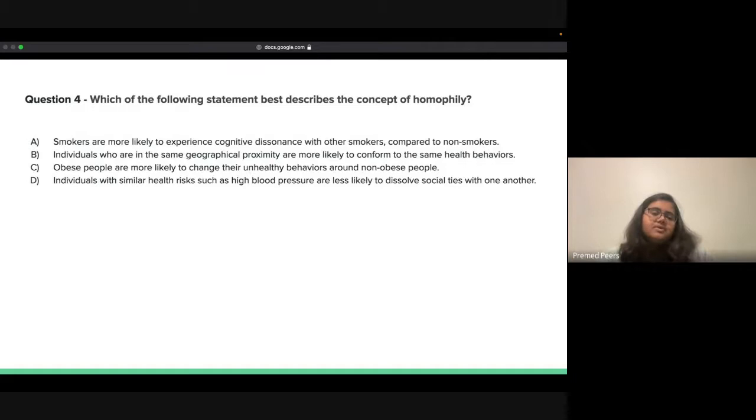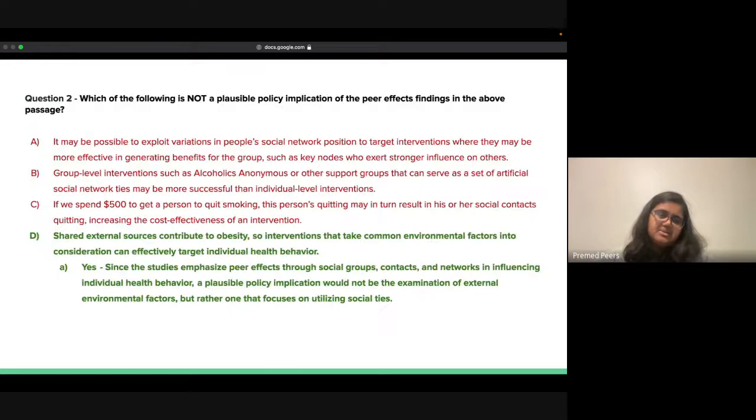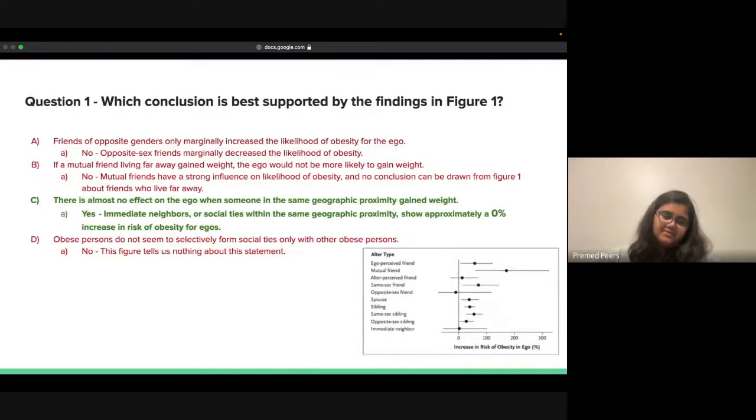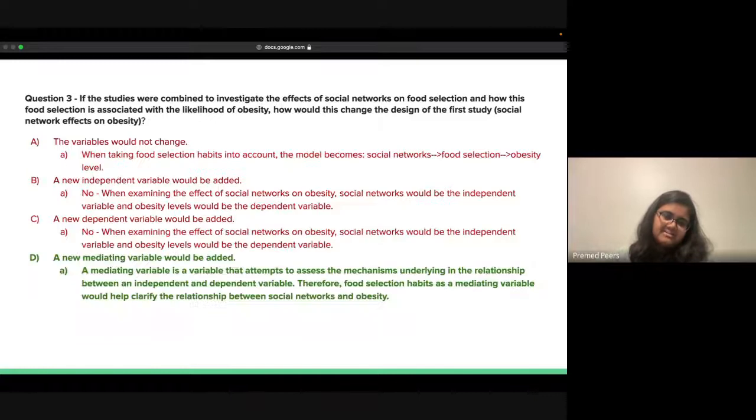Okay. Question 4. Which of the following statements best describes the concept of homophily? So let's go back to the passage and see if they say anything about homophily. Homophily was taken into account by including a measurement of the alter's obesity. And I believe that's all they say about it. So we have to kind of infer things from that statement.